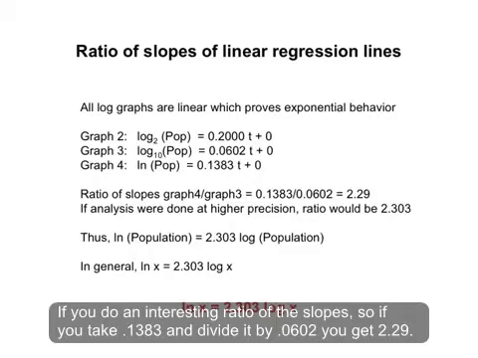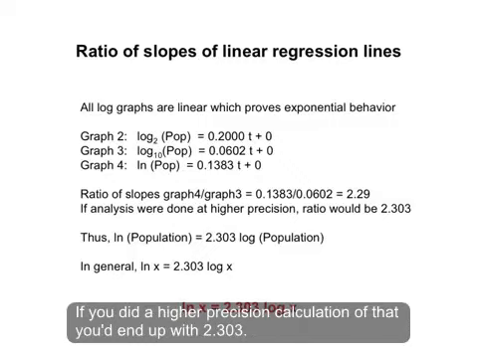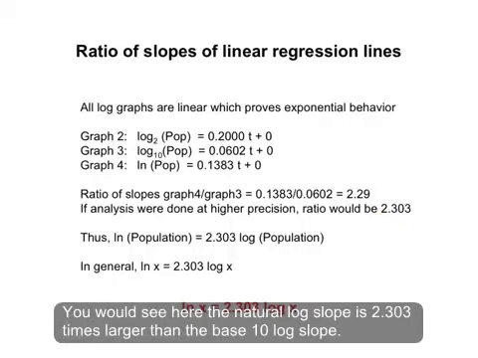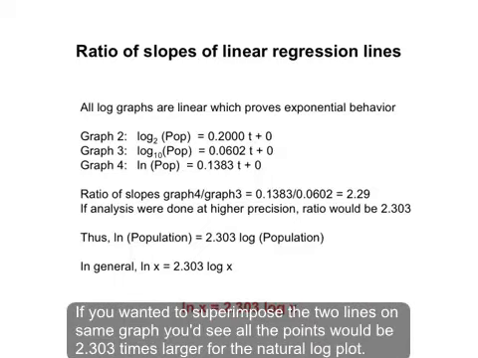So if you do an interesting ratio of the slopes, if you take 0.1383 and divide it by 0.0602, you get 2.29. So if you did a higher precision calculation of that, you'd end up with 2.303. And so you would see here that the natural log slope is 2.303 times larger than the base 10 log slope. And so if you wanted to actually superimpose the two lines on the same graph, you'd see that all the points would be 2.303 times larger for the natural log plot.